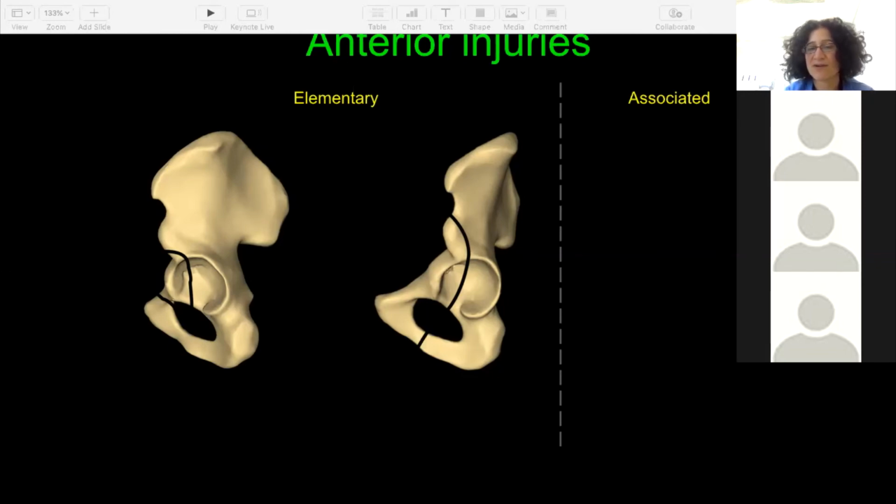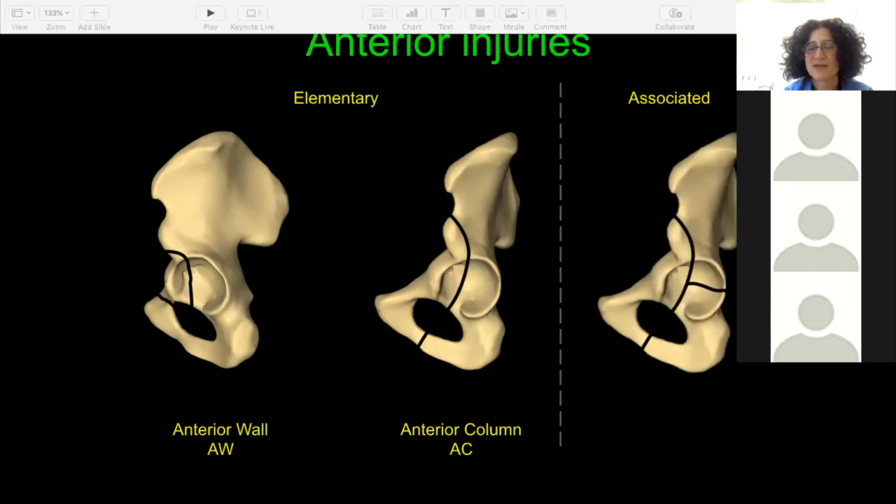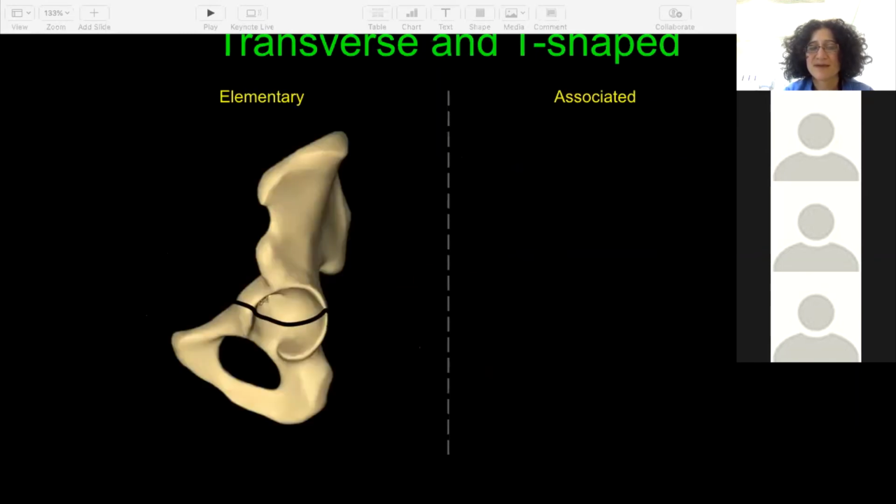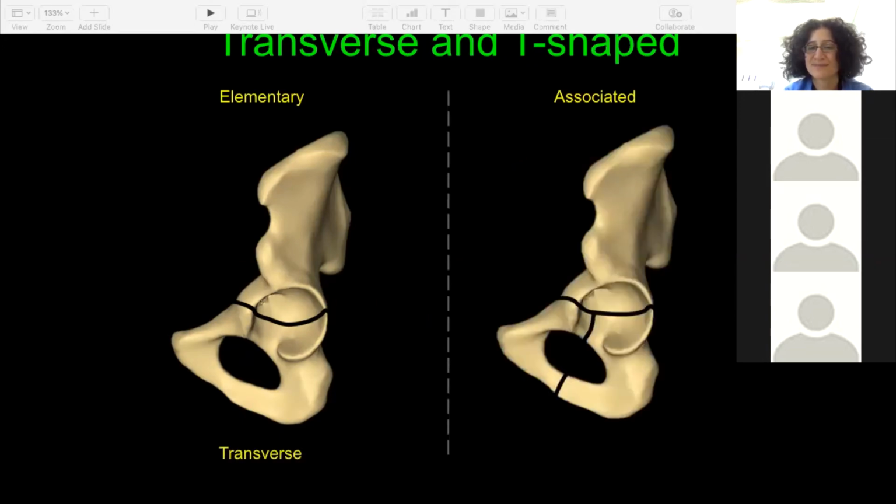Okay, and anterior column fractures we've talked about. And associated anterior column posterior hemitransverse, which is a fracture pattern we see more often in older people. And remember, the transverse fracture is the only single fracture line. It's an elementary type of fracture that passes through both columns. And we typically see a front to back orientation of a fracture line on the axial CT. And the T-type is the associated.